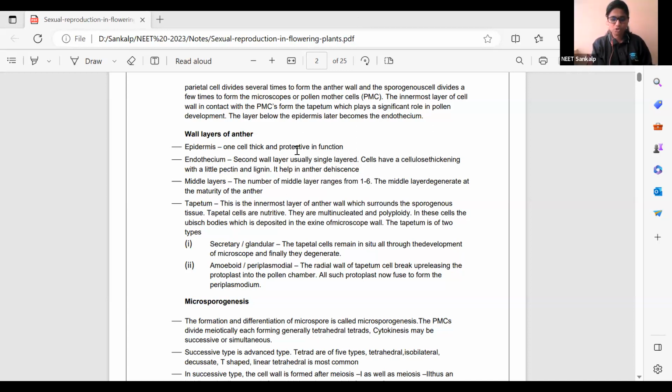Here it should be microspore, not microscope. It is a spelling mistake there. So, wall layers of anther, all of you just glance at the wall layers of anther for 2 minutes. I can ask anyone a question. Be fast. Only 2 minutes I am giving.